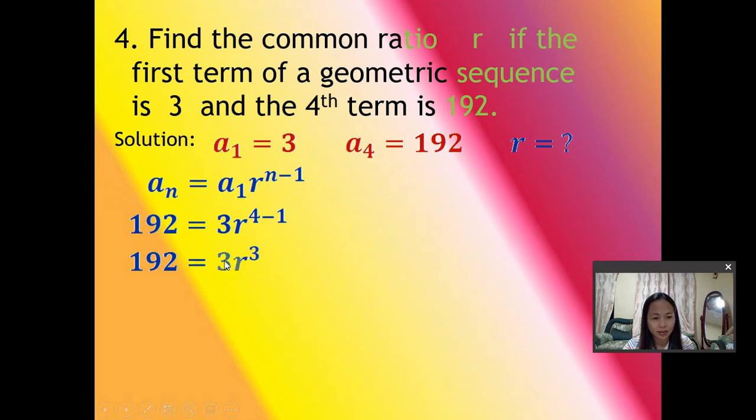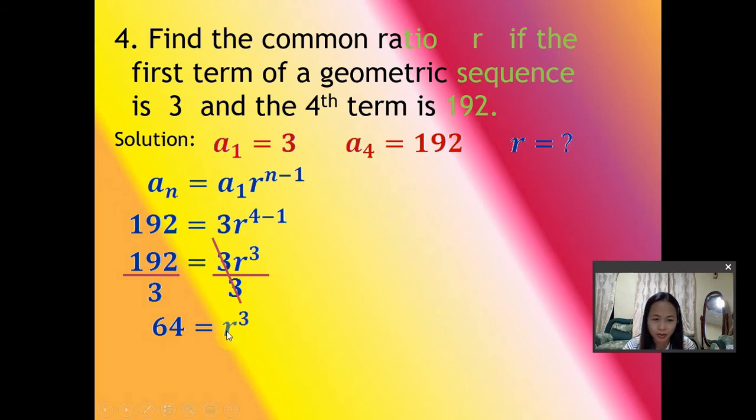Now, to eliminate 3, the numerical coefficient of R, we are going to divide both sides by 3. Actually, this part applies the multiplication property of equality, or to make it easy to understand, to simply eliminate 3, we divide both sides by 3. So 3 divided by 3 is 1, and 192 divided by 3 is 64. So 64 is equal to R exponent 3.